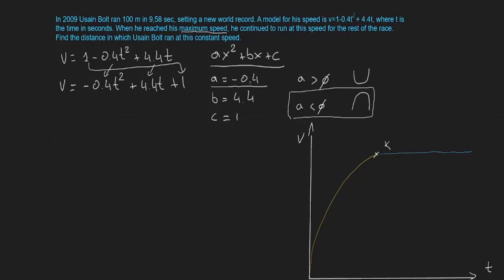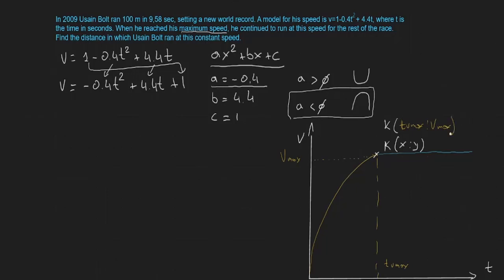Now we have to find the coordinates for the vertex K. The coordinates usually are x and y, but in this case the coordinates are the maximum speed, so Vmax, and the time in which Vmax is reached, so T Vmax. So now we have to find T Vmax and Vmax.